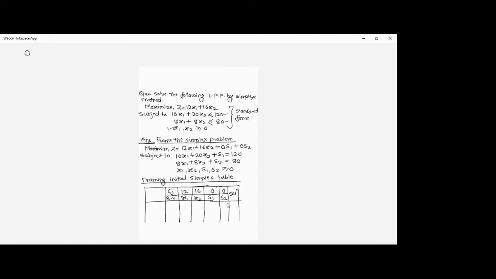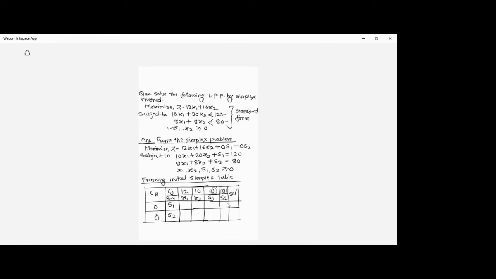Here we are going to write solution, right? Now we are going to write here CB, which is known as coefficient of basic variables, and the basic variables that we are going to start with in the initial simplex table are always the slack variables. So slack variables s1 and s2 we are going to start with, and that particularly we have to remember. So this is how we are going to start with the table. Now the coefficients of the slack variables here are 0 and 0, so I am writing 0 and 0 here.